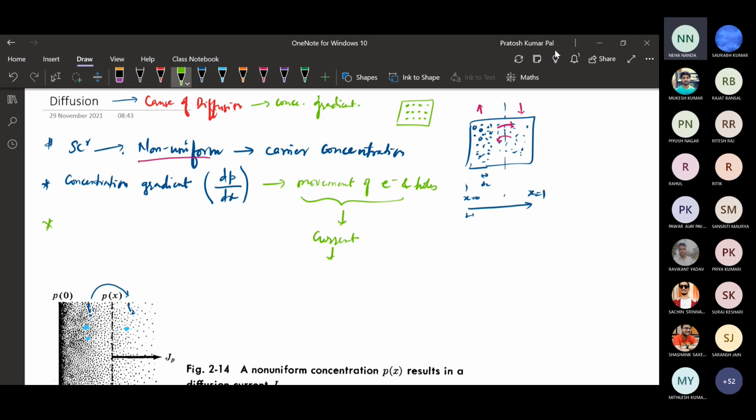This current is called diffusion current. If this current results from the concentration gradient, it is called diffusion current.